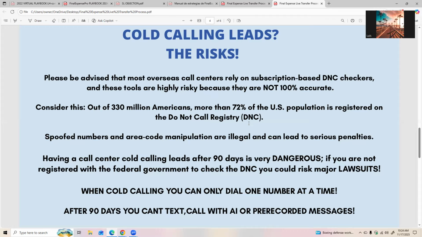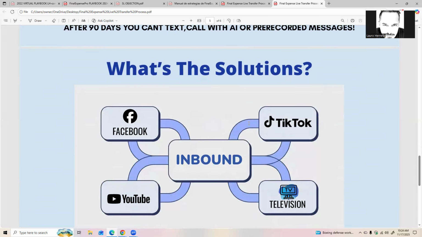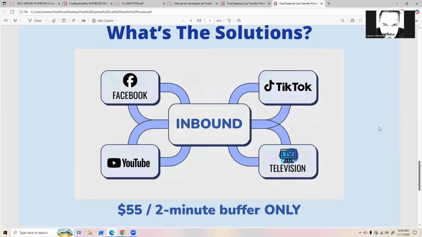So, ladies and gentlemen, cold calling is not illegal, but you got to know what you're doing. And if you don't know, my advice to you is to play it safe and pay a little extra and buy an inbound. Or team up with a company that has a track record of delivering leads, that has no lawsuits against them for delivering leads, and you're going to find a solution that makes sense.